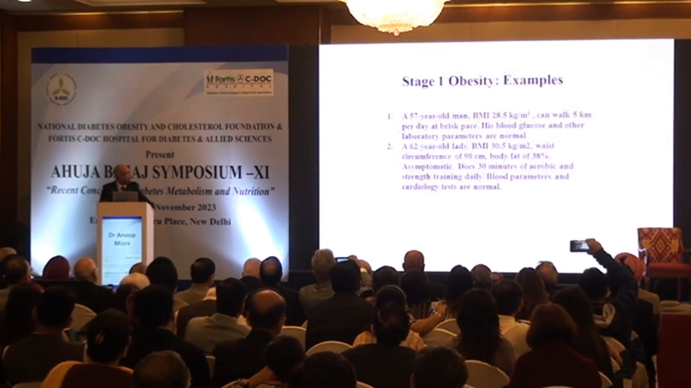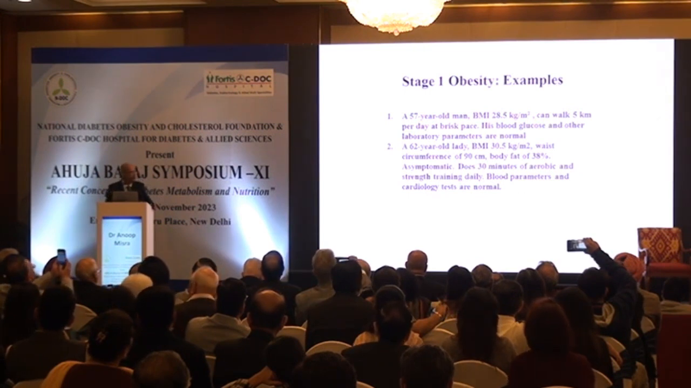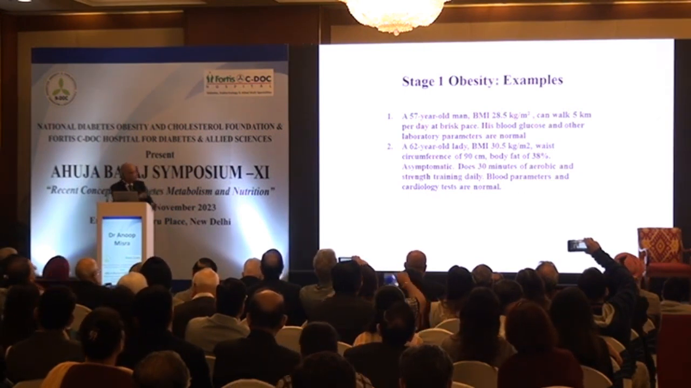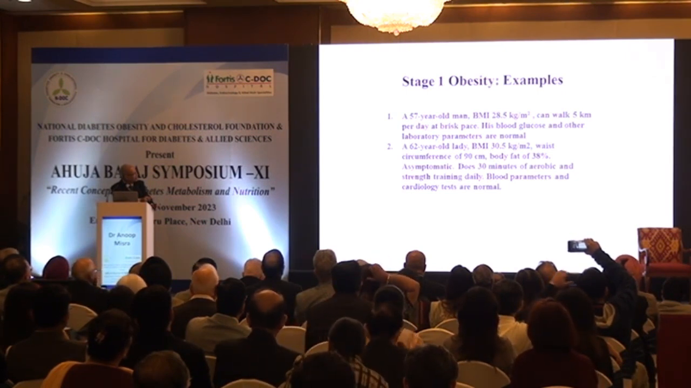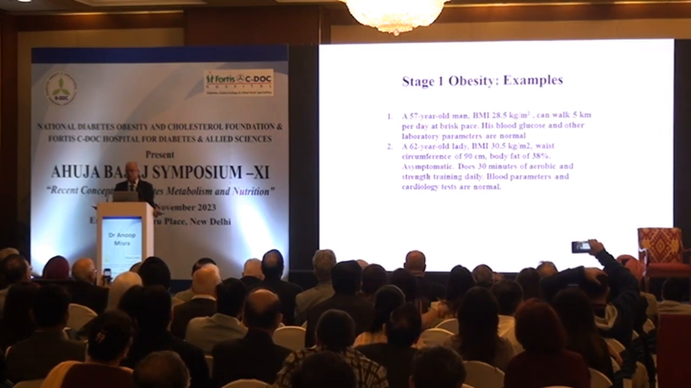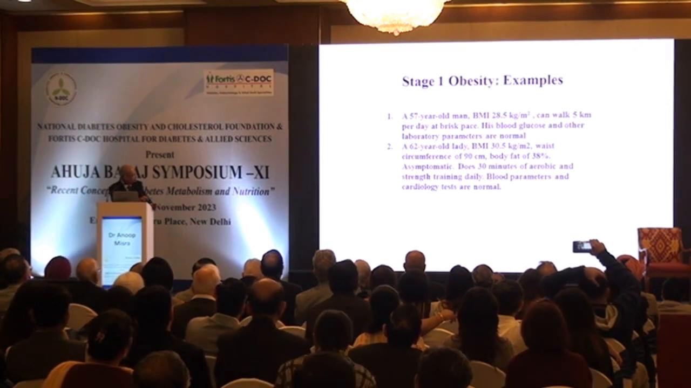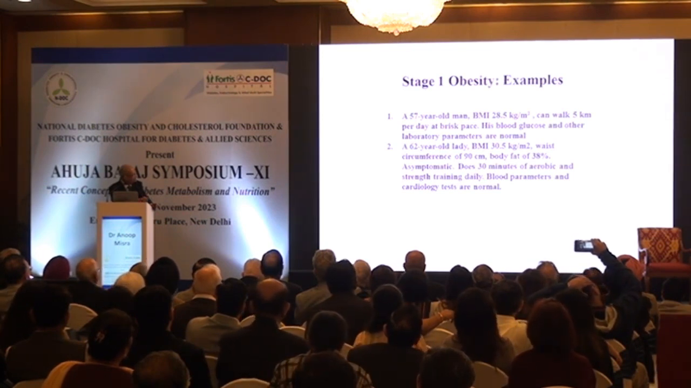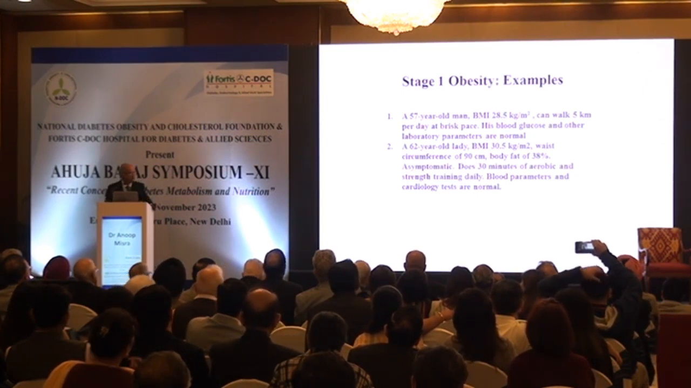So what are the examples? They say many of you may be in stage 1 obesity. You may have a BMI of more than 23, but a 57-year-old man, BMI 28.5, can walk 5 kilometers per day at a brisk pace. His blood glucose and other laboratory parameters are normal. So not many people, but yes, there are. And a 62-year-old lady, BMI of 30.4, waist circumference of 90 cm, body fat of 38%, asymptomatic, does 30 minutes of aerobic and strength training daily, blood parameters are just normal.